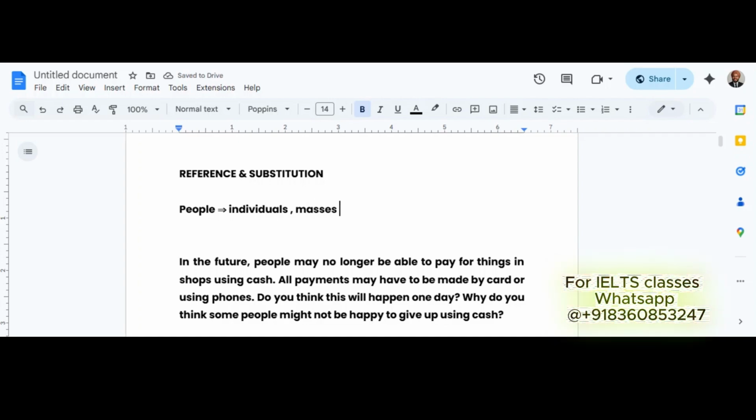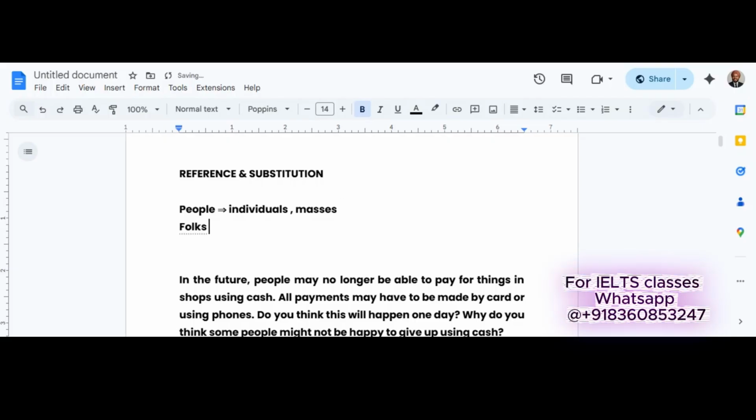But when they try to search for a new synonym every single time they want to use this word, they end up using wrong words. For example, folks. Folks is basically informal. You can't use it in essay writing because essay writing is supposed to be formal only. So when people write a new synonym every single time for a single word, they end up using a wrong word, which harms their score in IELTS writing.